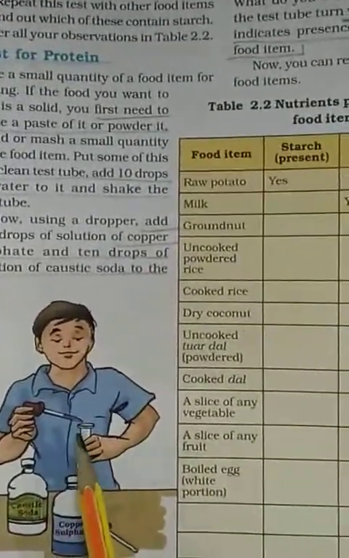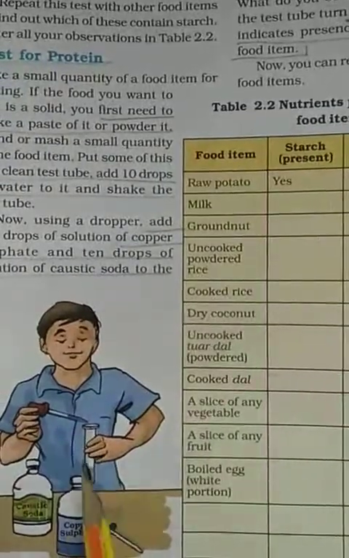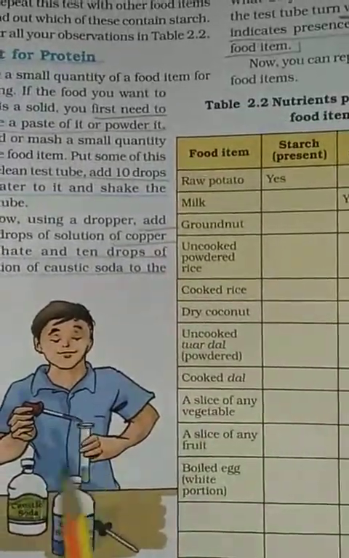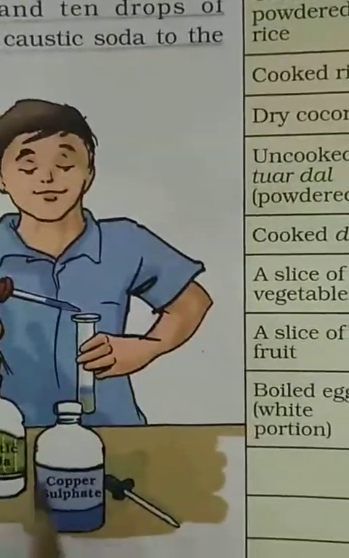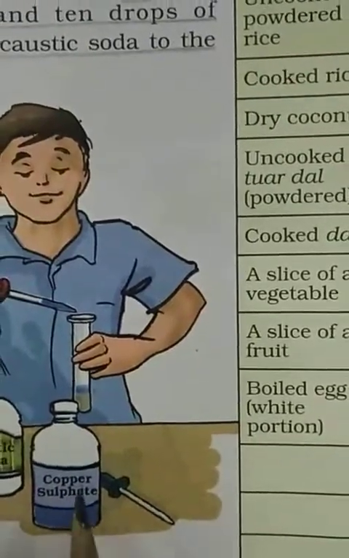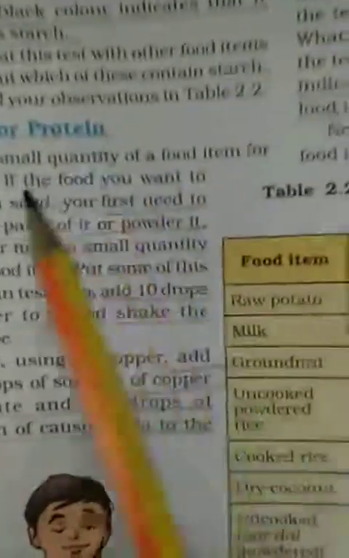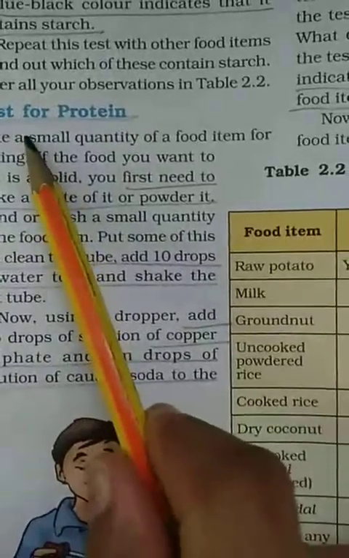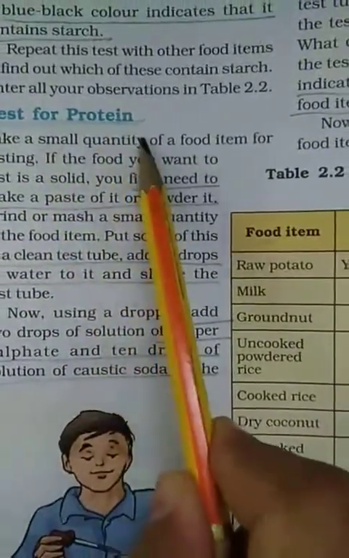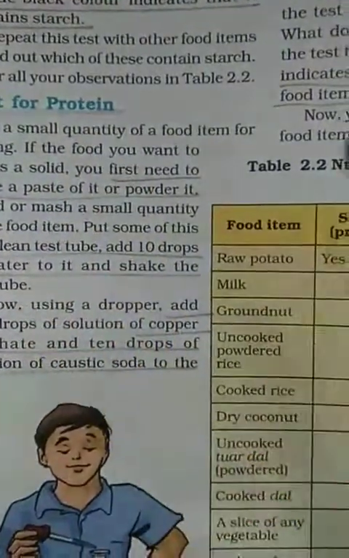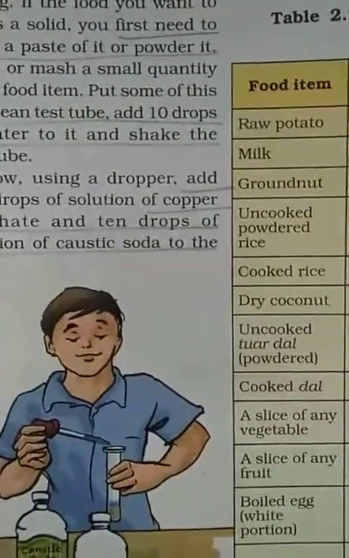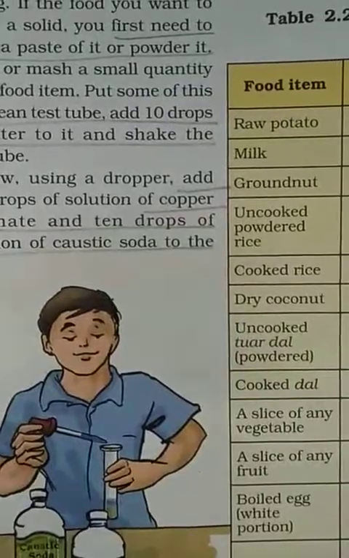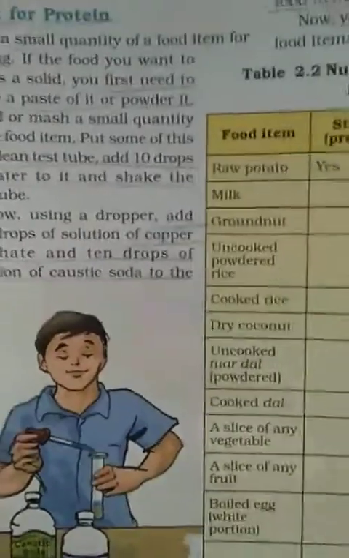You can see the boy is having the same test tube, then a dropper and 2 bottles. What is written on the bottles? Here it is caustic soda and here it is copper sulfate. And which test are we going to do? We are going to do the test for protein. So for testing the presence of protein, we need these 2 chemicals: one is caustic soda and another is copper sulfate.